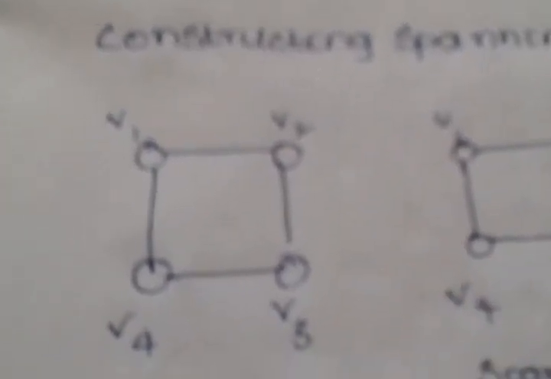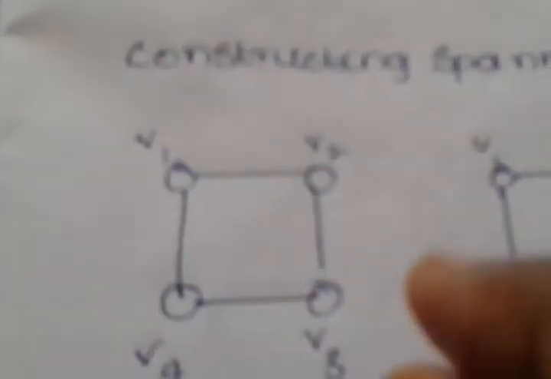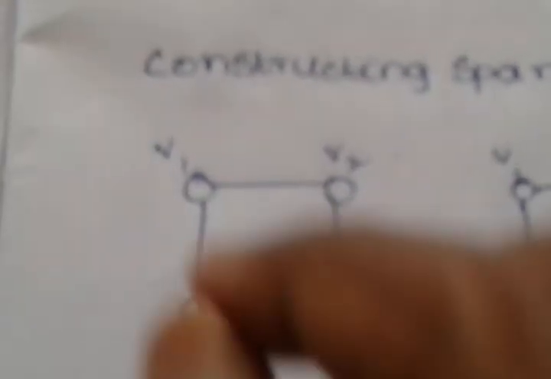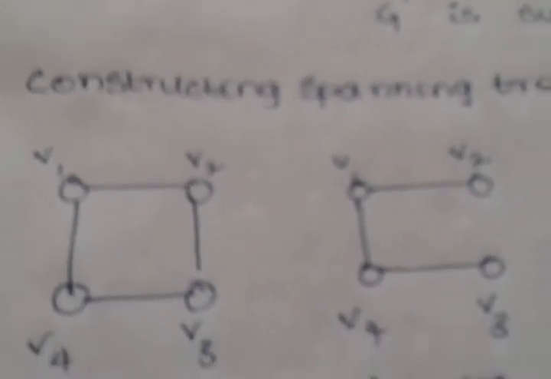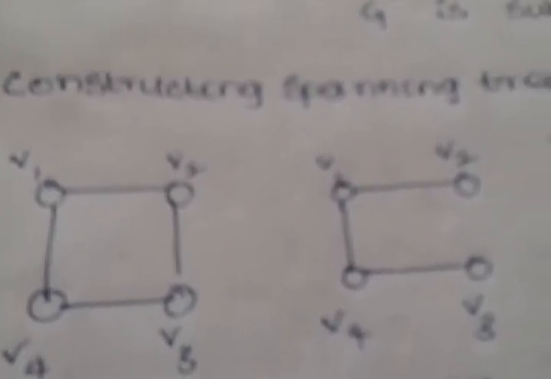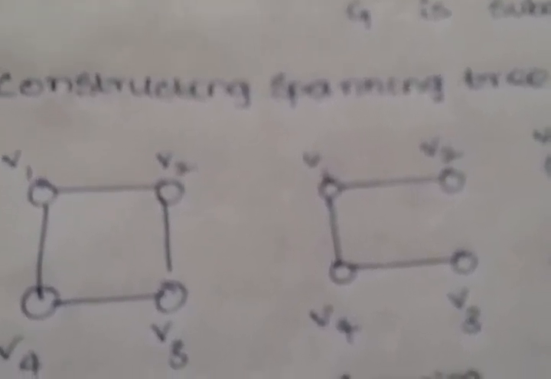So what is meant by a cycle? If you start at a particular vertex and move along some edges and you are able to come back to the same vertex, then it is called a cycle. So now we have to construct a spanning tree. First we have discussed a graph, and then we discussed the tree. A tree is a graph without cycles. Then what does a spanning tree mean?